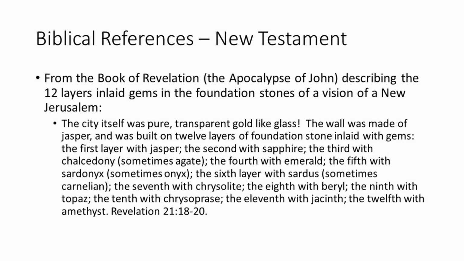The first layer with jasper, the second with sapphire, the third with chalcedony, and is referred to sometimes as agate, the fourth with emerald, the fifth with sardonyx, the sixth layer with sardis, the seventh with chrysolite, the eighth with beryl, the ninth with topaz, the 10th with chrysoprase, the 11th with jacinth, the 12th with amethyst.